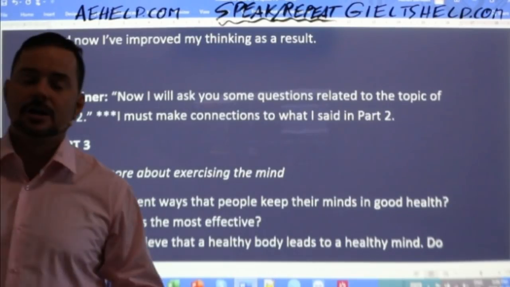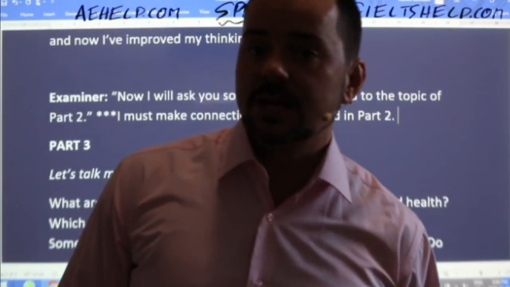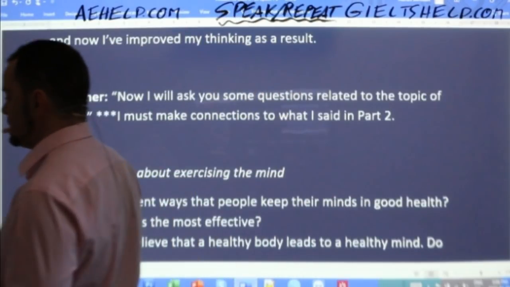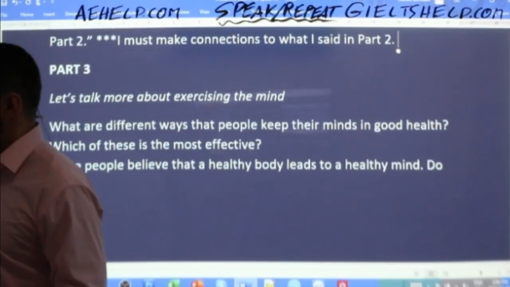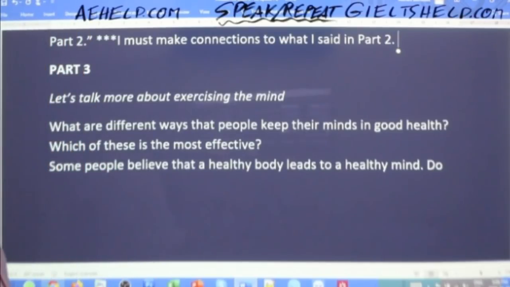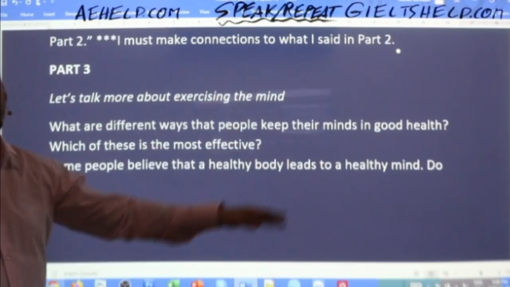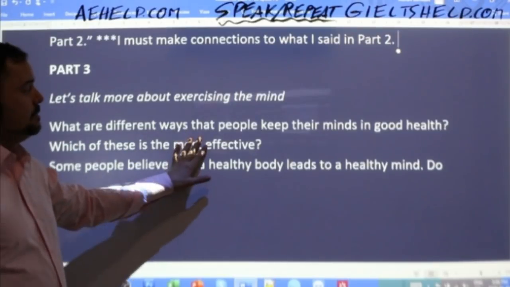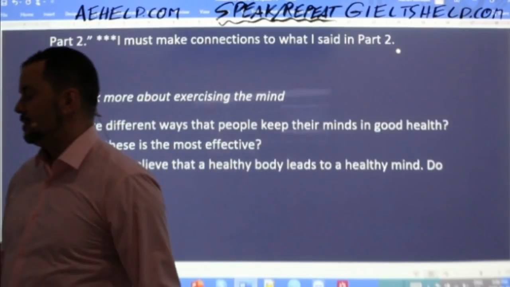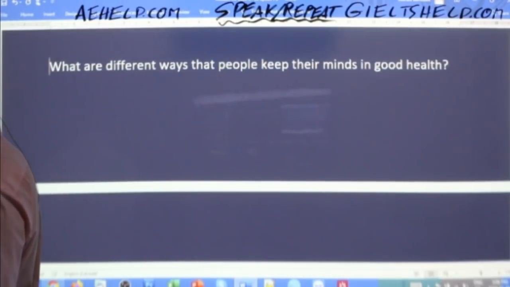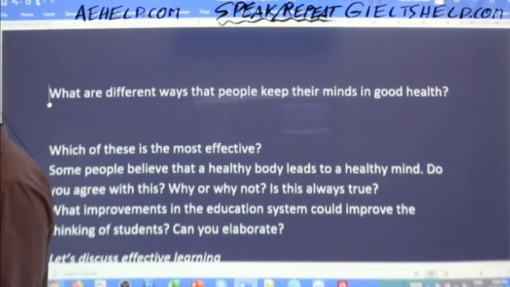Okay? So we talked about chess, playing chess, using it as a brain exercise to think better, think faster, more analytic. So use this information in part 3. Okay, speak in full sentences. Here we go. Let's talk more about exercising the mind. All right? And the examiner asks you, what are different ways that people keep their minds in good health? So give me a nice full sentence answer for this one and make connections to part 2.